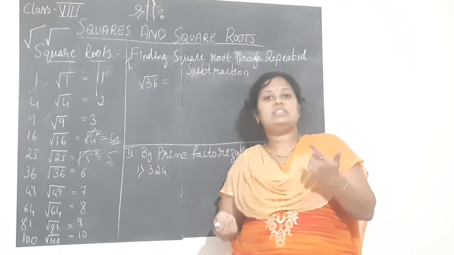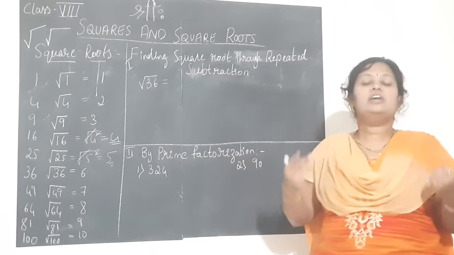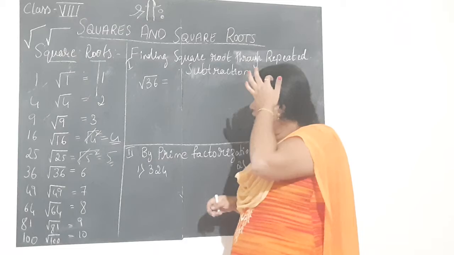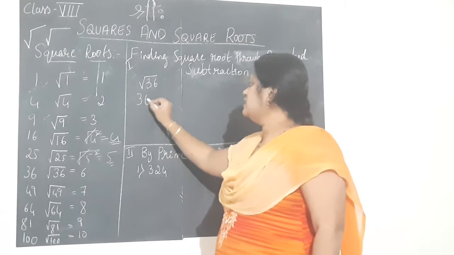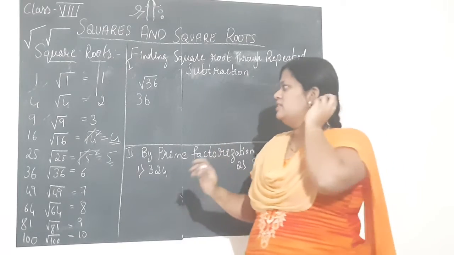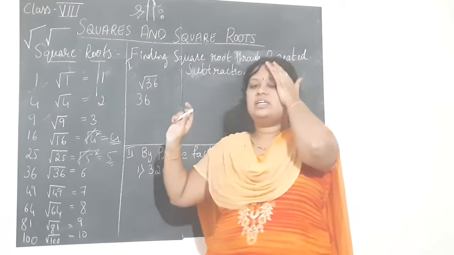1, 3, 5, 7, 9, 11, 13, 15. These are odd numbers. What you have to do is take the given number as it is. That is 36 they have given now. Forget the square root for now. Leave it as it is. Just take down the number, that is 36.